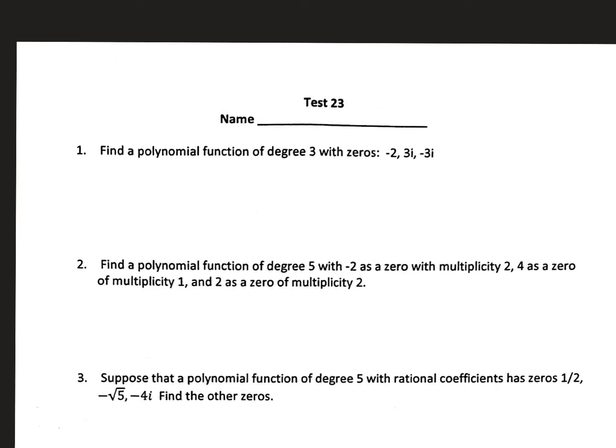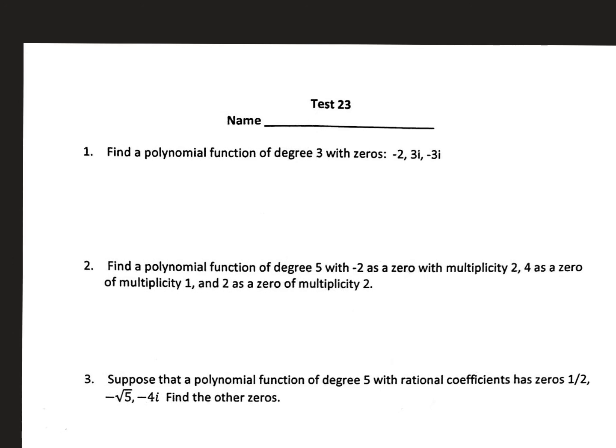All right, guys, it's kind of like this practice test out here. Number one gives you the zeros and wants to know what the function was. So first of all, write it with factors. So I'm trying here. Let's go f of x equals the negative 2 comes from x plus 2. The 3i comes from x minus 3i. The negative 3i comes from x plus 3i.